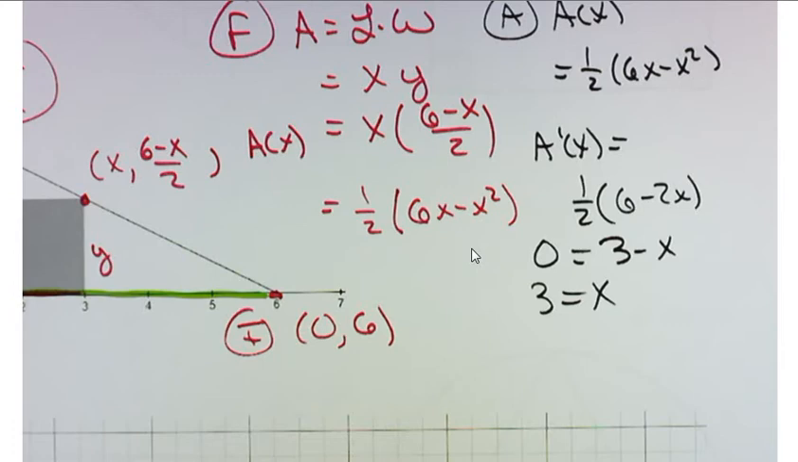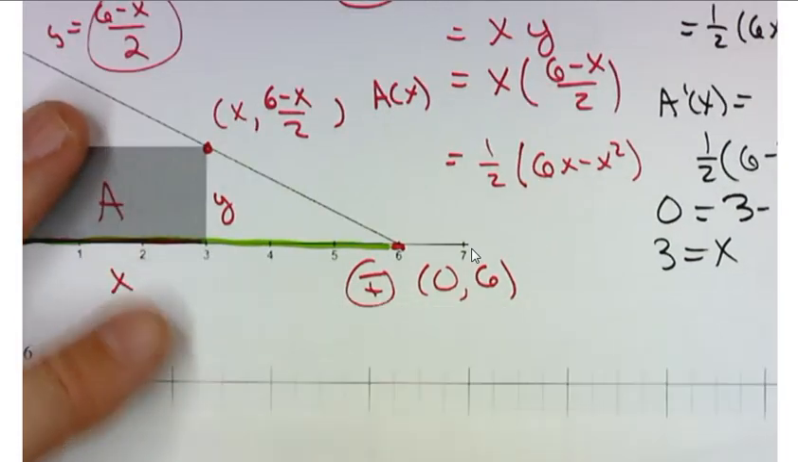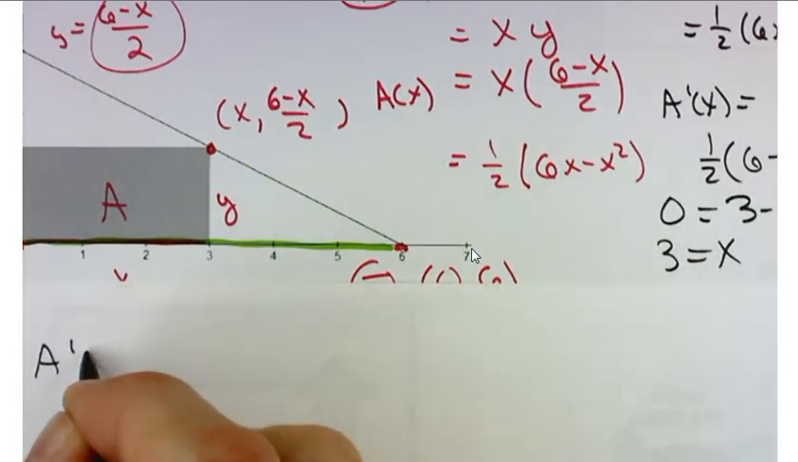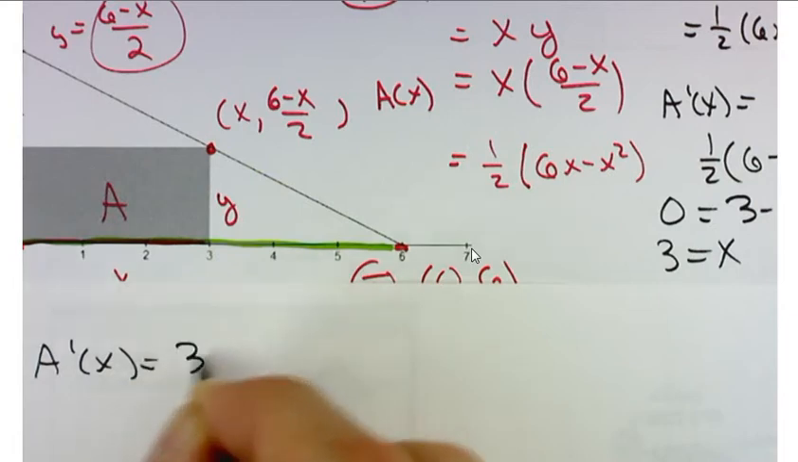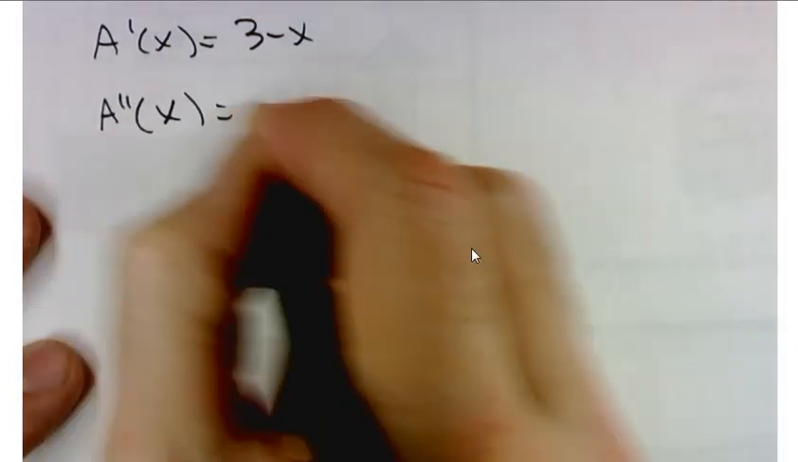Well, let's find out. You can use the first derivative test or you can use the second derivative test. But let me show you based on the second derivative test, because this is relevant to a problem that you might have seen recently on a test. So here's our first derivative, 3 minus x. So A prime is 3 minus x. What's A double prime? -1.